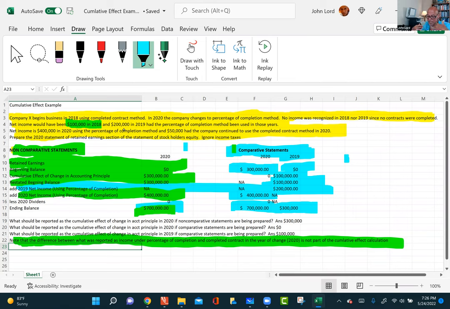And since we are presenting 2019's comparative statements using percentage of completion, we don't call it restate, but we would simply restate the 2019 statements using percentage of completion. And that's how that net income just rolls over from the income statement for 2019 to the statement of retained earnings for 2019. Question. And you can see the series of questions that I could see the examiners asking off of a fact pattern like this. Question.